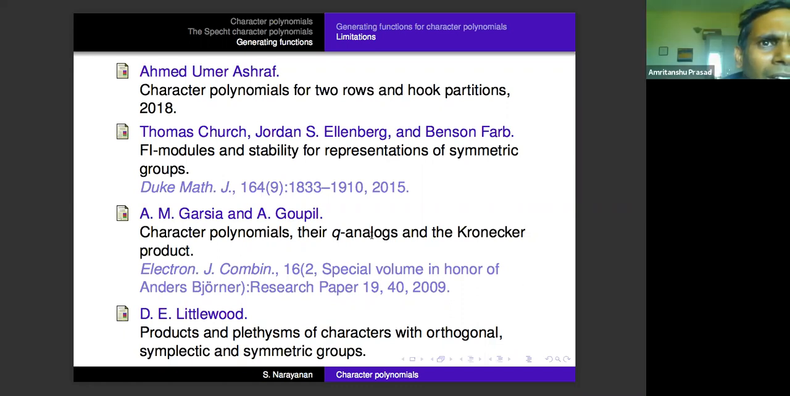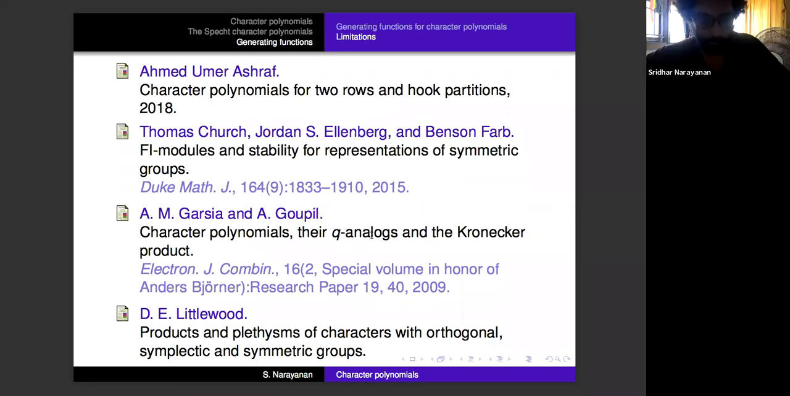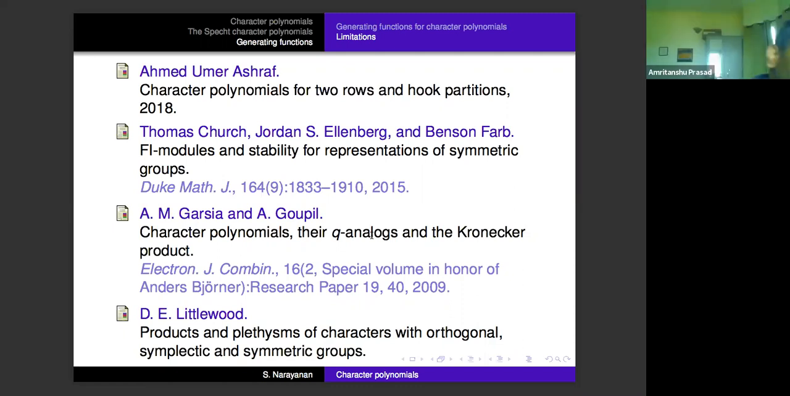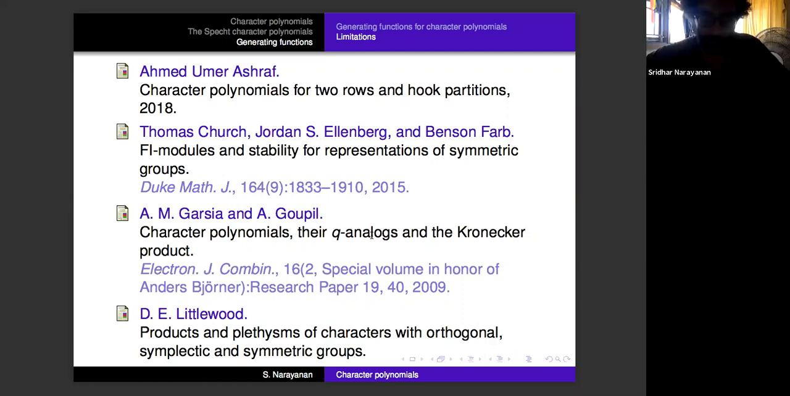Sorry, can you say that again? If you evaluate the reduced Kronecker product for lambda, mu, and nu, and the size of mu plus the size of nu equals the size of lambda, then these coefficients work out to be Littlewood-Richardson for lambda, mu, and nu. The expression I used to write the code makes that observation follow easily. Oh, okay.